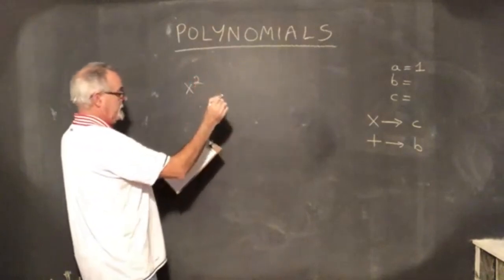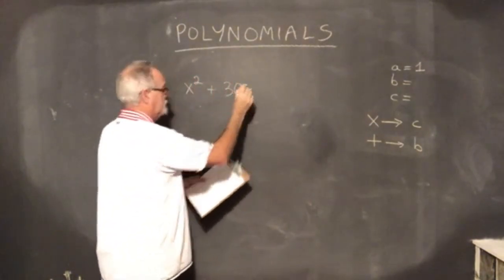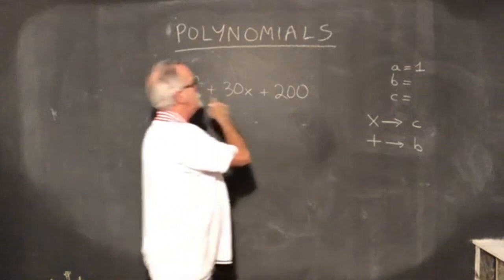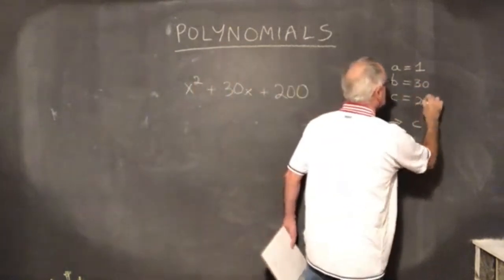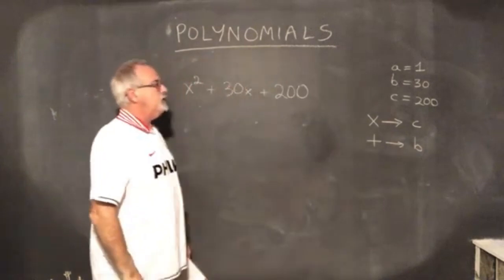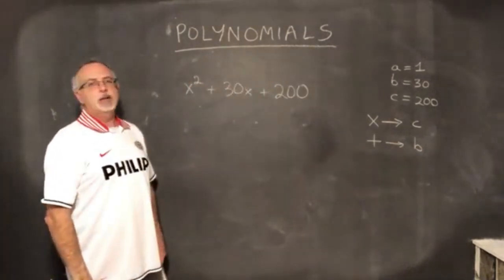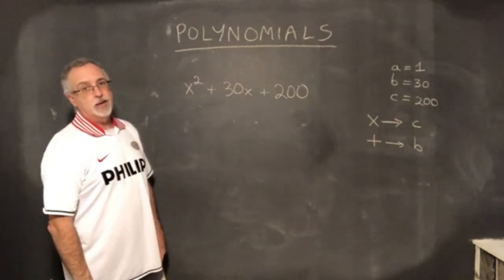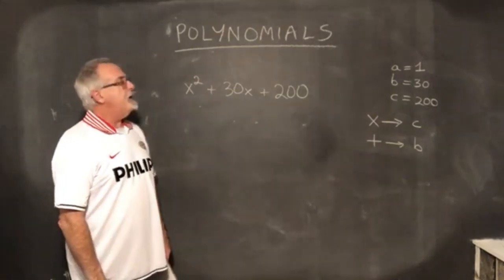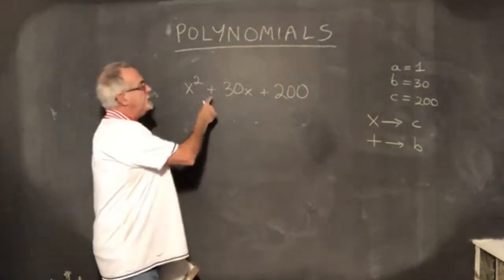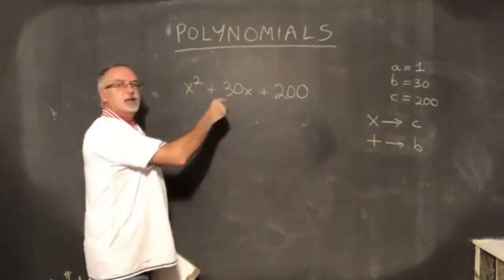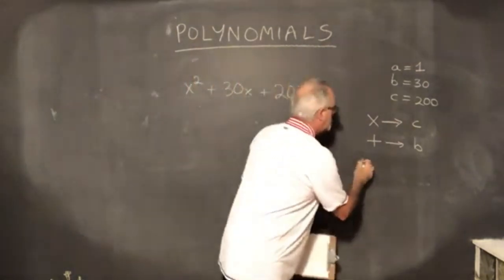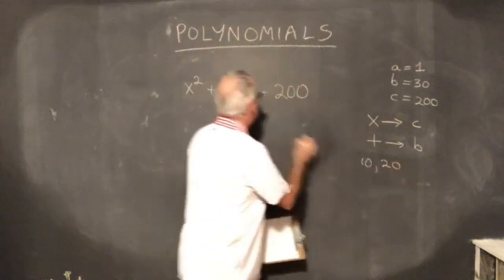X squared plus 30x plus 200. Oof. Okay, A is still 1, B is 30, and C is 200. What two numbers multiply to give 200 and add to give 30? It's popping into my head right away, and I think it will happen with students as well after they practice. 10 and 20. They multiply to give 200. They add to give 30. And we have an extra clue that there's nothing but plus signs here, so considering negative numbers isn't very tempting. 10 times 20 is 200. 10 plus 20 is 30. 10 and 20 are my numbers.